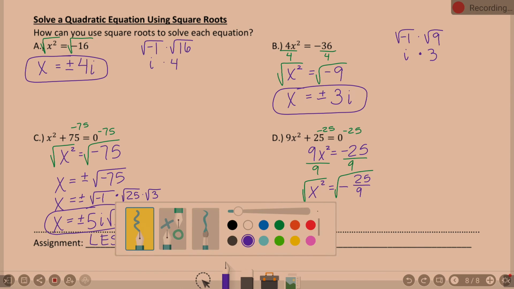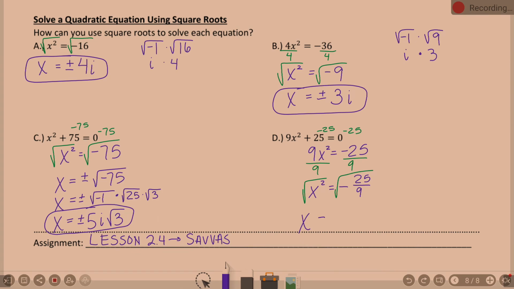When I take this square root, first of all, we're taking the square root in an equation setting, so what do you need to make sure you put in front of your answer? Plus or minus. What do you know about the square root of 25? It's 5. What do you know about the square root of 9? It's 3. What do you know about the square root of that negative? It's i. So what am I going to say here? It's 5 over 3. Plus or minus 5/3 i.